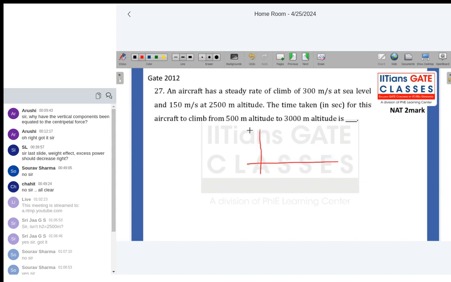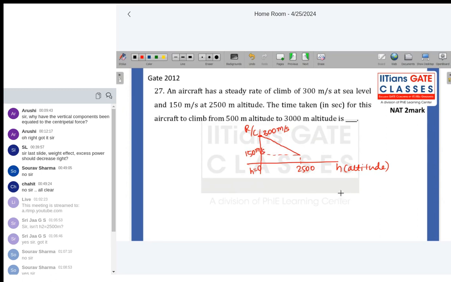If I draw this plot, rate of climb versus altitude: at sea level, which is at 0 kilometer altitude, the rate of climb was 300 meter per second. As altitude increases, the rate of climb decreases. When the altitude was 2500 meter, the rate of climb was 150 meter per second.